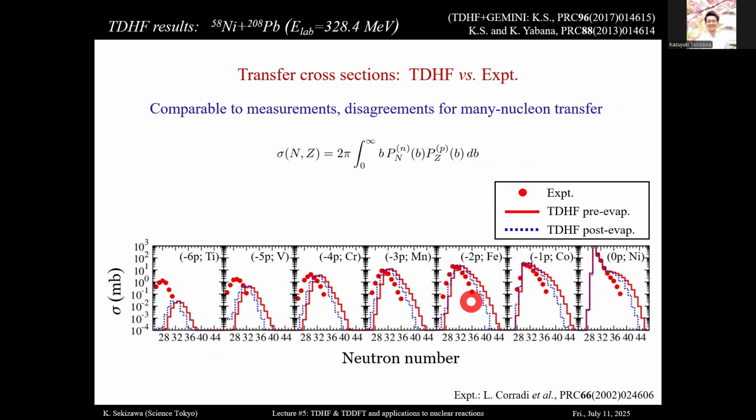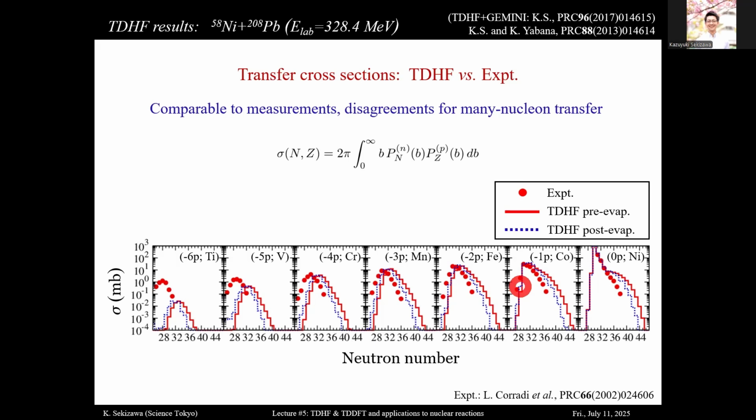So here I just show, I'm not going into the detail, but this is a production cross-section after the collision of nickel and lead, and the red points are experimental data. So they performed, using the accelerator, the collision of nickel and lead, and identified what kind of nuclei are produced, and obtained those cross-sections. And then the red line and blue lines are the result of TDHF calculations.